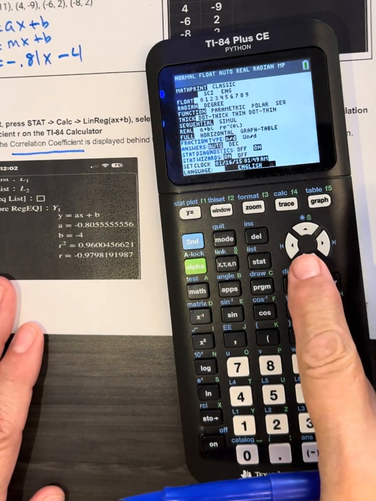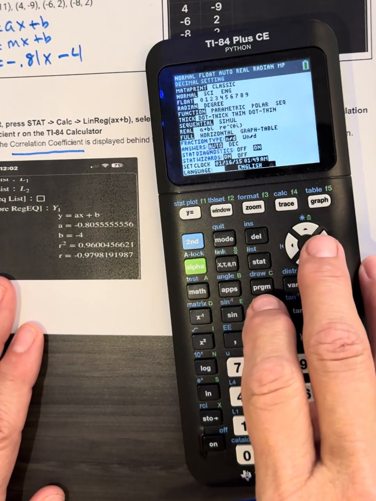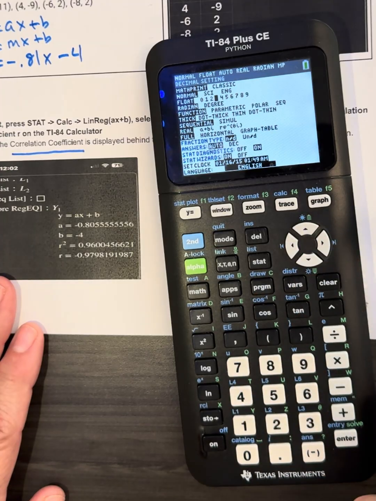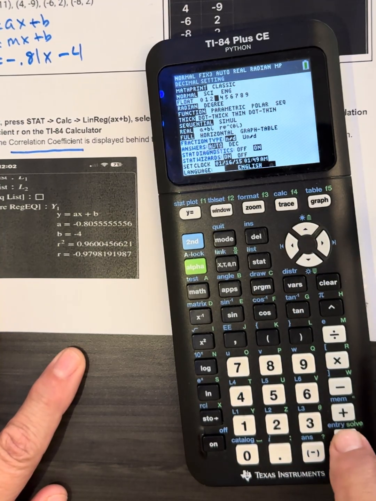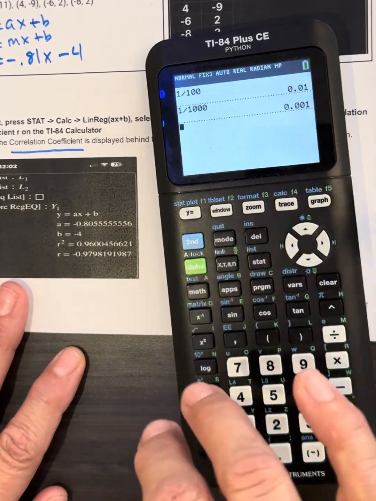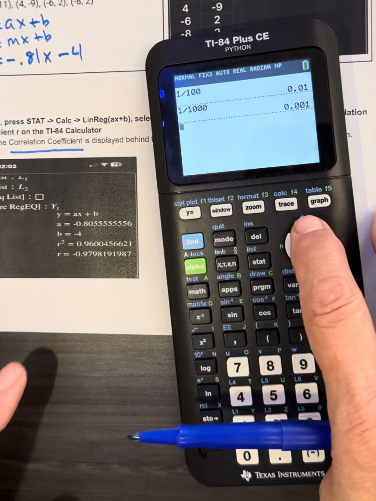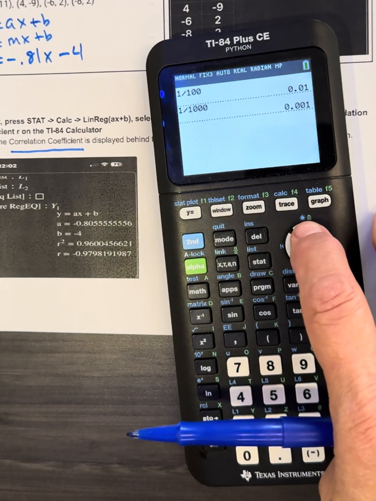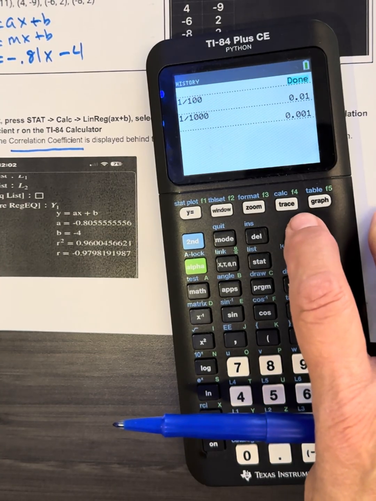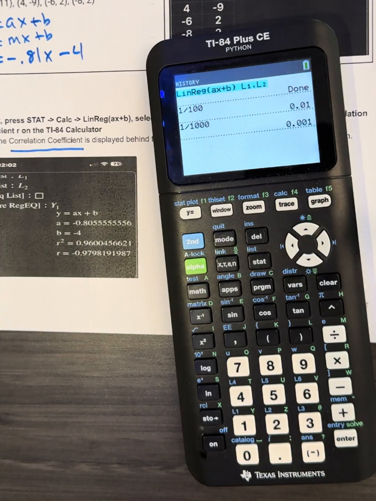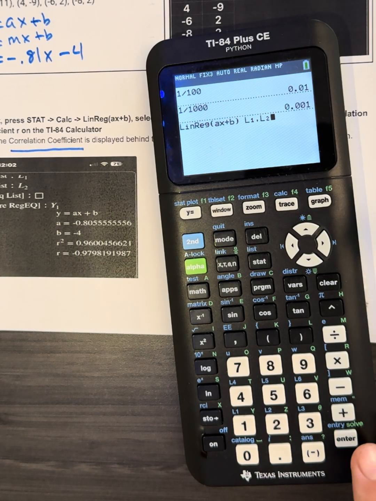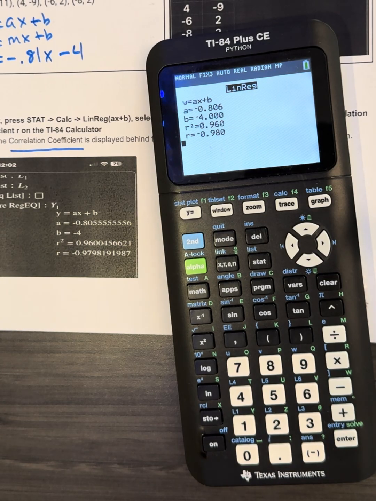And we are going to, instead of float, take it to a 3. So tens, hundreds, thousands. Okay. Second quit takes you out. And then instead of going back through and doing stat calculate number 4, you go back up and you highlight it, press enter, it copies it, press enter again, and it does it again.